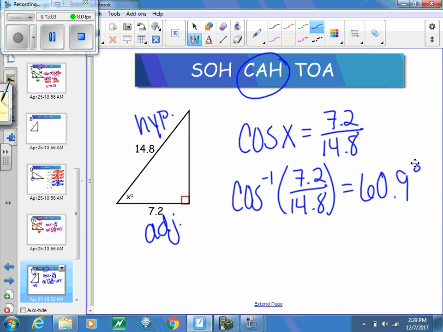And so here we just spent a couple minutes to figure out how to find missing sides and missing angles of right triangles.